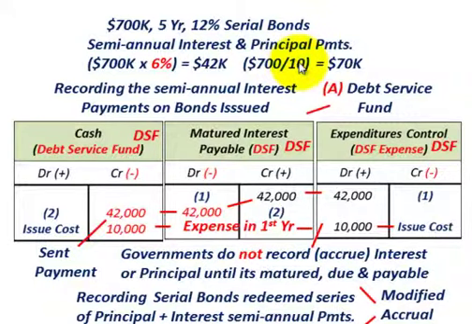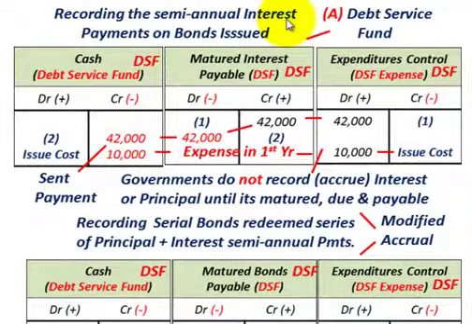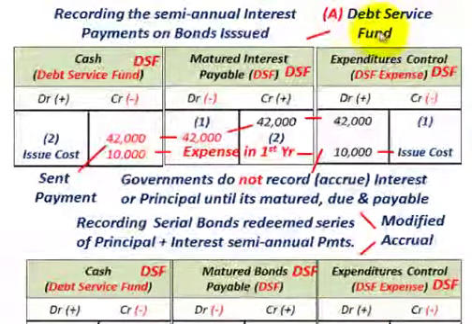Well, that would give us 10 semi-annual payments here. Divide that into 700,000, and you're going to get 70,000 here for the principal payments. Okay, so first let's look at recording that semi-annual interest here on those bonds that we issued. And again, this is going to be in our debt service fund here.